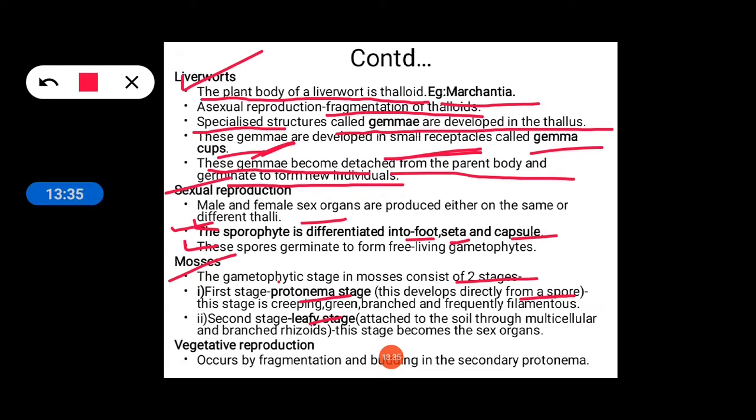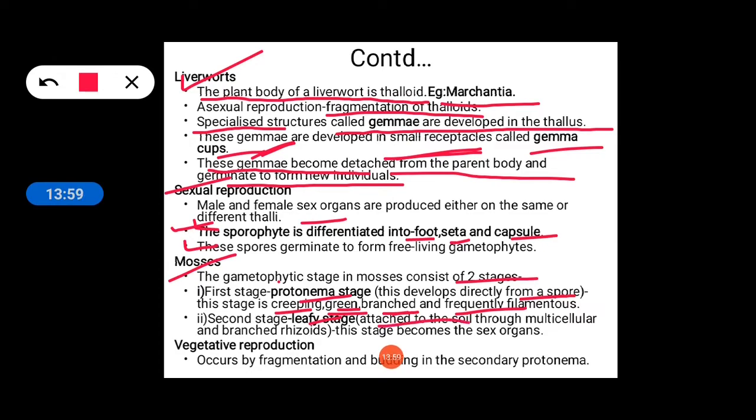This stage is creeping, green, branched and frequently filamentous. That means the protonema stage is creeping, green in color, branched and possesses filaments. The second stage is the leafy stage.